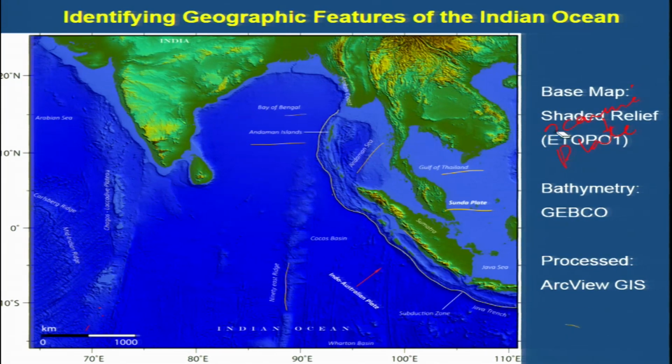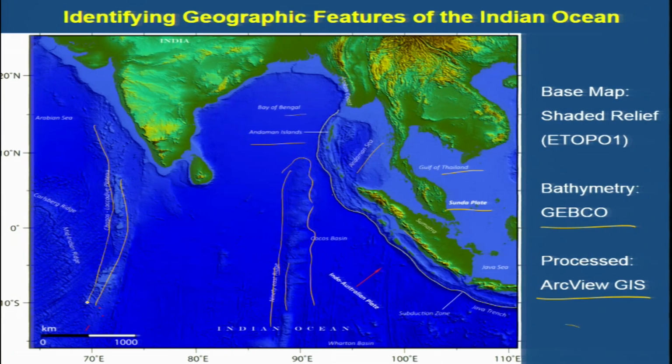So this image is processed in ArcView GIS, and the bathymetric data has been taken from the JEPCO. So what is bathymetric data? Because the bathymetry is also highlighted on this image. You can see the ridges, the submarine ridges, and all the elevated features beneath the Indian Ocean. And this map is called the shaded relief, eTopo.